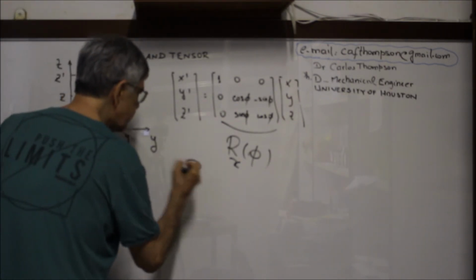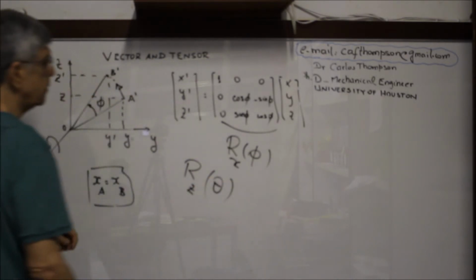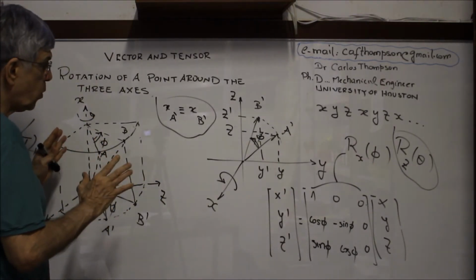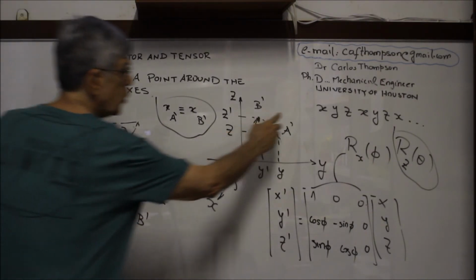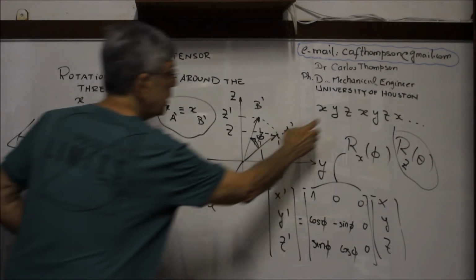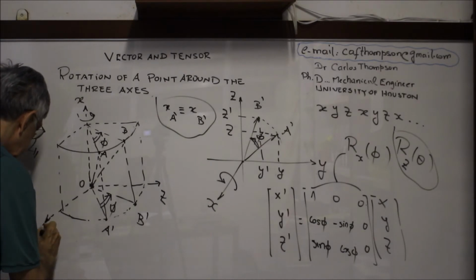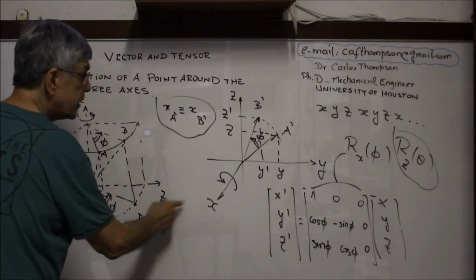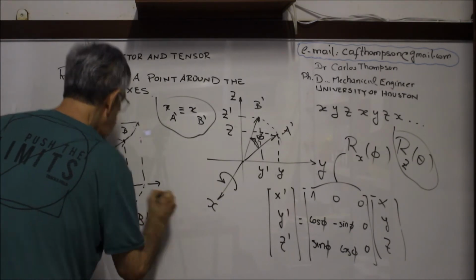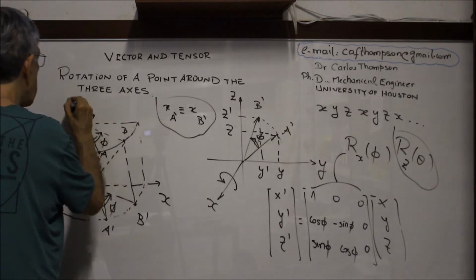Previously, we had rotation around the z-axis, and the angle was theta, okay? We already did that. Rotating around the y-axis, you just look here. Look, after y comes z. Let's put z over here. After z comes x. After x comes y. See, that's what I want.